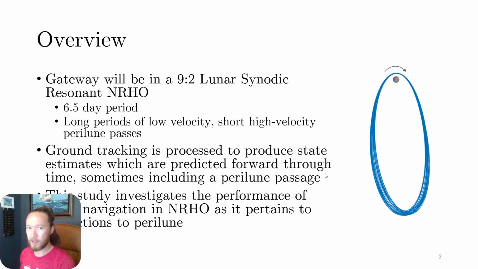Moving on. For this analysis, we're looking at the Gateway mission, which will be in the NRHO around the moon. It's a 6.5-day period where we're mostly in long periods of low relative velocity near Apolune, punctuated by short, high velocity, high sensitivity passes near Perilune.